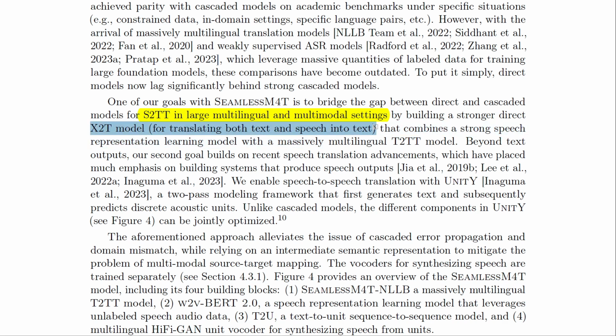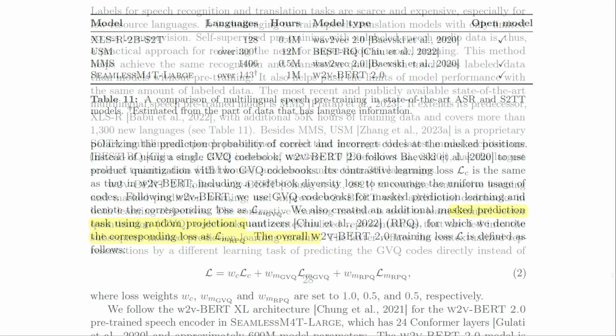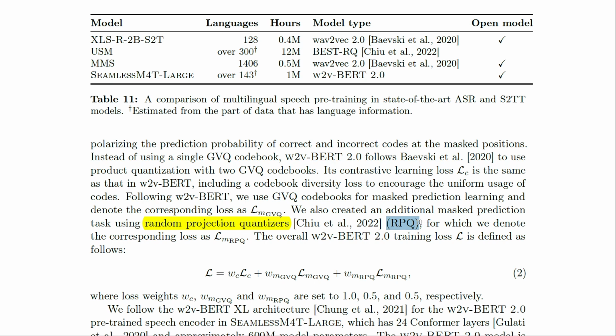The mission is to create a robust direct X2T model for translating both text and speech into text. By combining powerful speech representation learning with a massive multilingual T2TT model, this paves the way for speech-to-speech translation through UnitY, a two-pass framework that predicts both text and discrete acoustic units. The building blocks of SeamlessM4T involve GVQ codebooks, a critical element for masked prediction learning, and RPQ, a unique addition to enhance the model's capabilities. These components contribute to the training process with their corresponding loss functions, denoted as LMGVQ and LMRPQ.